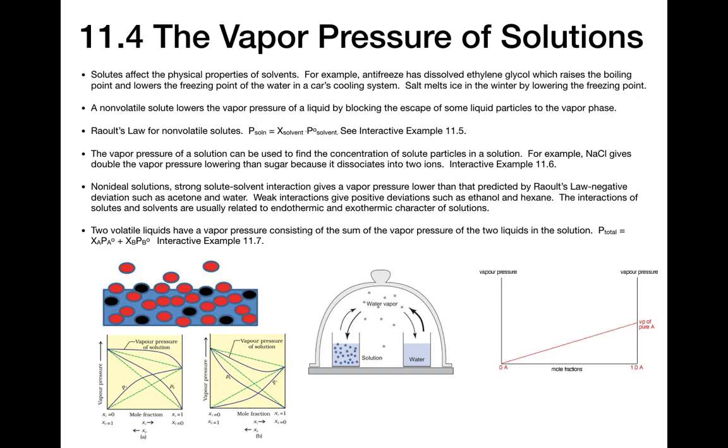Now, I've slipped into talking, I actually have stopped talking here about non-volatile solutes. If we talk about acetone and water, or ethanol and hexane, we're actually talking about two volatile liquids. Two volatile liquids will have a vapor pressure which will be the sum of the vapor pressure of the first and the second component of the liquid. They're both able to escape to the vapor phase, so Dalton's law says that the pressure will be the pressure of one gas and the pressure of the other gas.